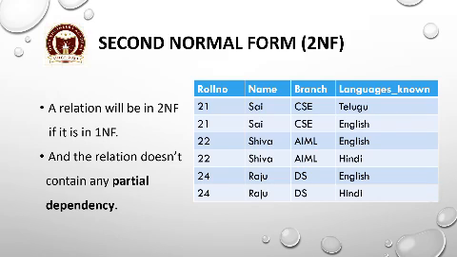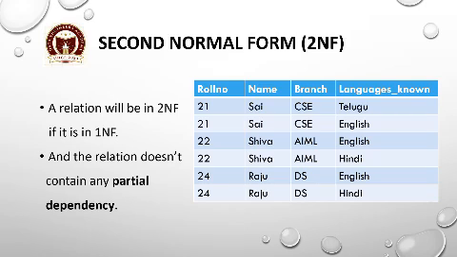I will discuss this with a student table. In the student table, we have roll number, name, branch, and languages known columns. A student is always identified by his or her roll number. So, roll number must be a primary key. But here we have duplicates in the roll number column, which means there is a partial dependency in the table. So, to achieve second normal form, we must remove the partial dependency in the student table.